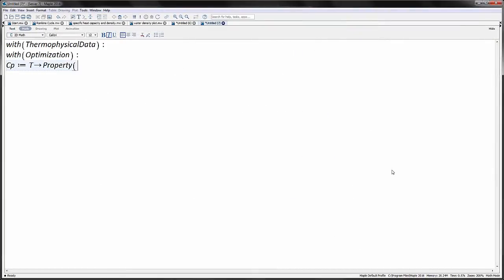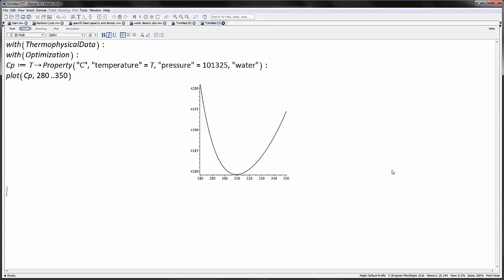Thermophysical properties can also be used with MAPLE's math and analysis tools. This is a function which gives the specific heat capacity of water as a function of temperature. The function can be plotted over a temperature range. Then, using MAPLE's optimization tools, you can find the temperature at which the specific heat capacity is the lowest.